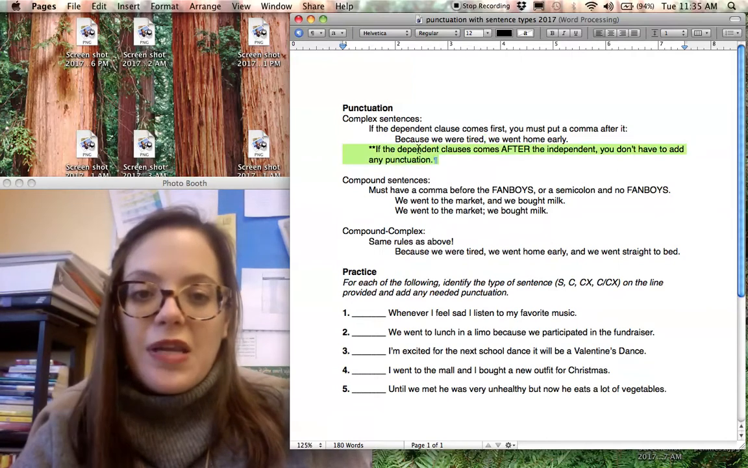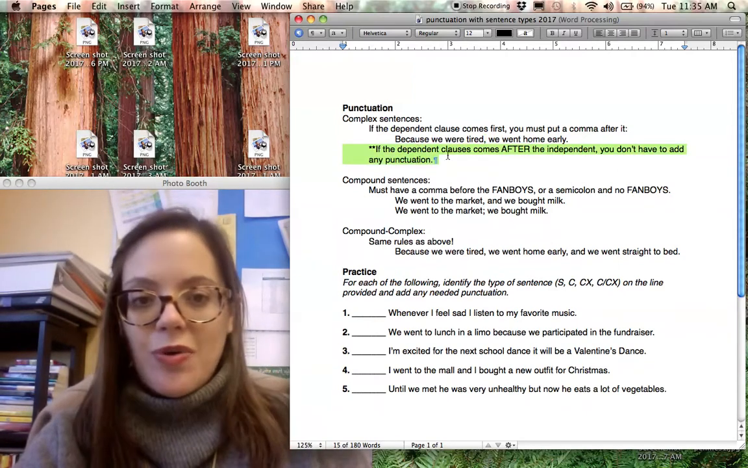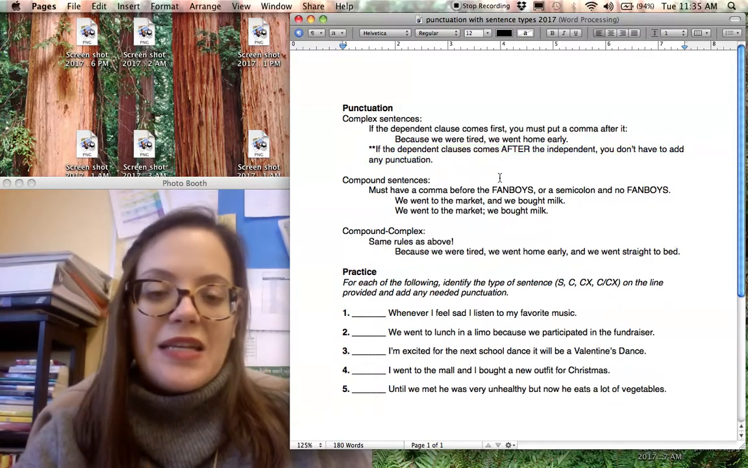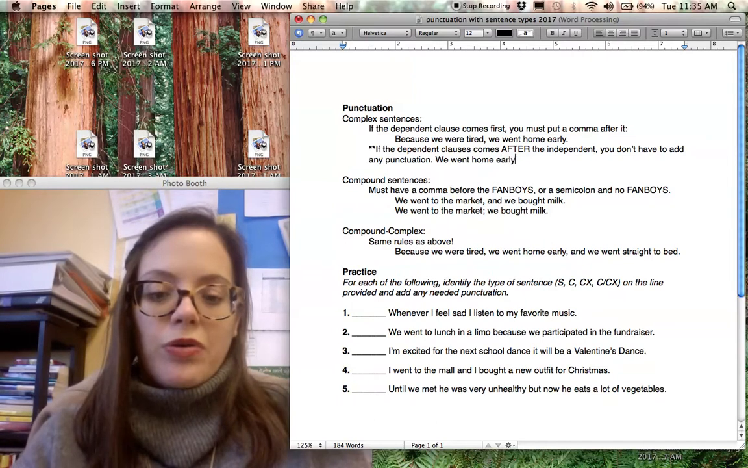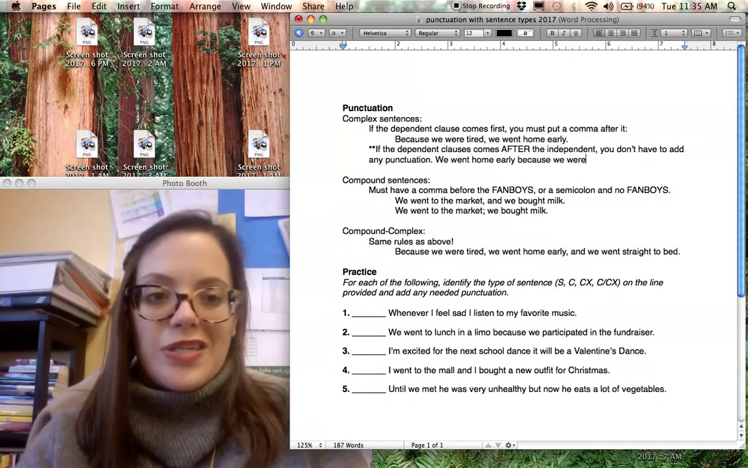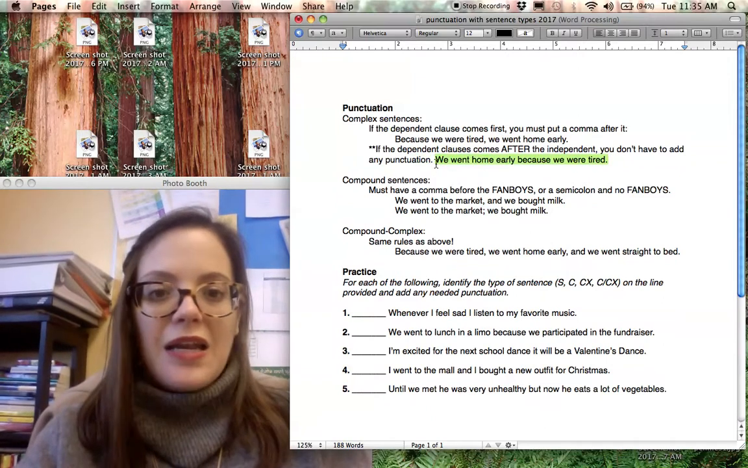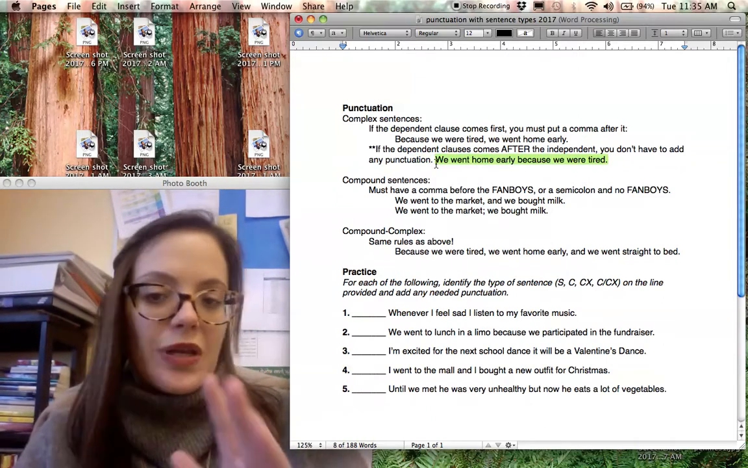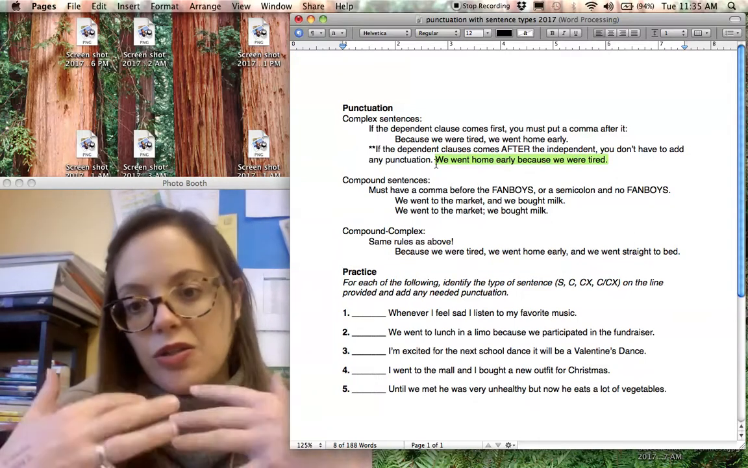Now, if the dependent clause comes after the independent clause, you don't have to add any punctuation. So if I said instead, we went home early because we were tired, notice I didn't put any punctuation in there. I don't need it. Only if the dependent clause comes first do we need a comma.